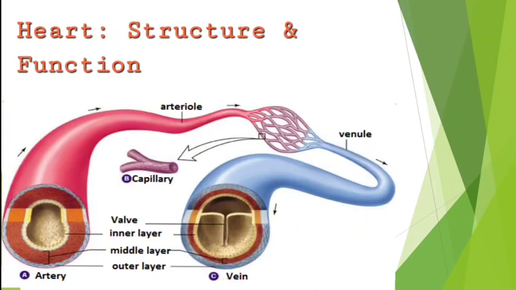Both have an inner layer, middle layer and outer layer. See, both the artery and vein have an inner layer, middle layer and outer layer. But the wall is thin in veins and the wall is thick in artery. Right? You can see the picture.